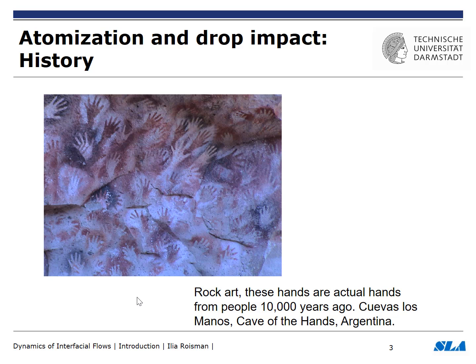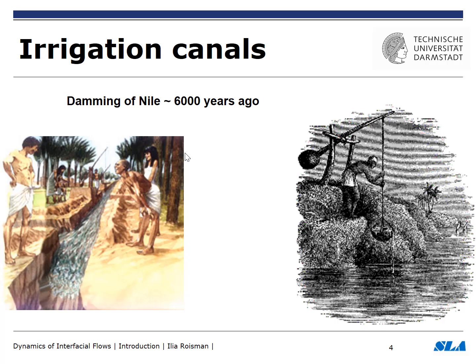rock art of cave people, aged 10,000 years. People just took mineral ink and sprayed it on their hands. So what you see on this cave are these images of hands, which are all left hands. This is how people started to learn fluid mechanics and fluid flows.